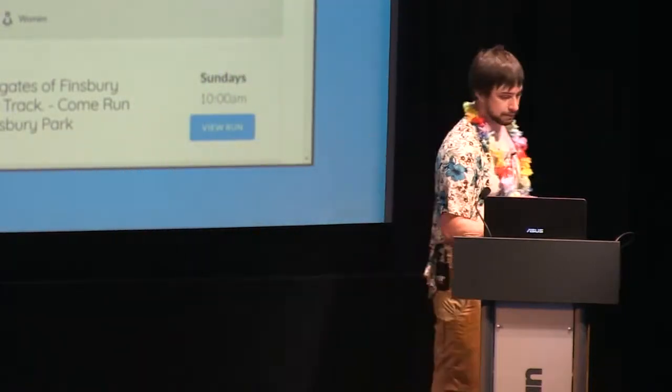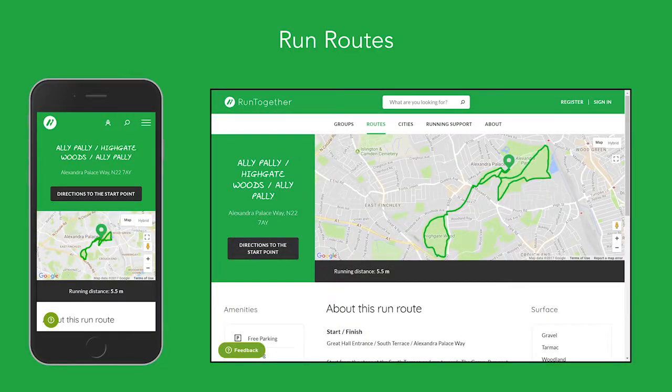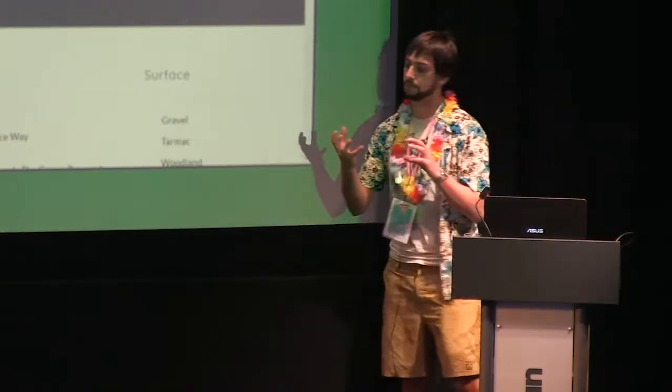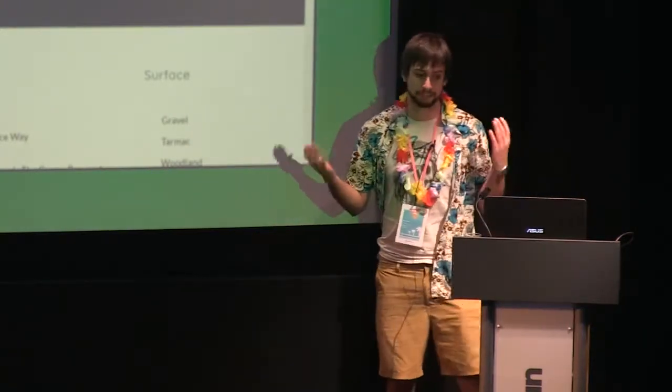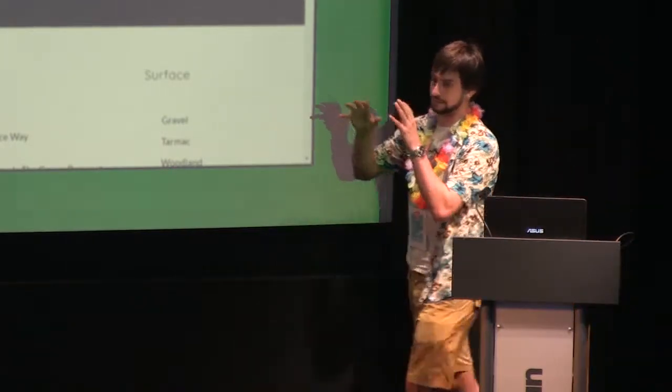The second part I'm going to look at is run routes. They're exactly what they sound like. They are running routes, but these have actually been checked and vetted by Run Together. They'll go out on site and put down notifications and signposts. If you run in some places, you might have seen them around. I don't know, I don't run. So all of these combine.